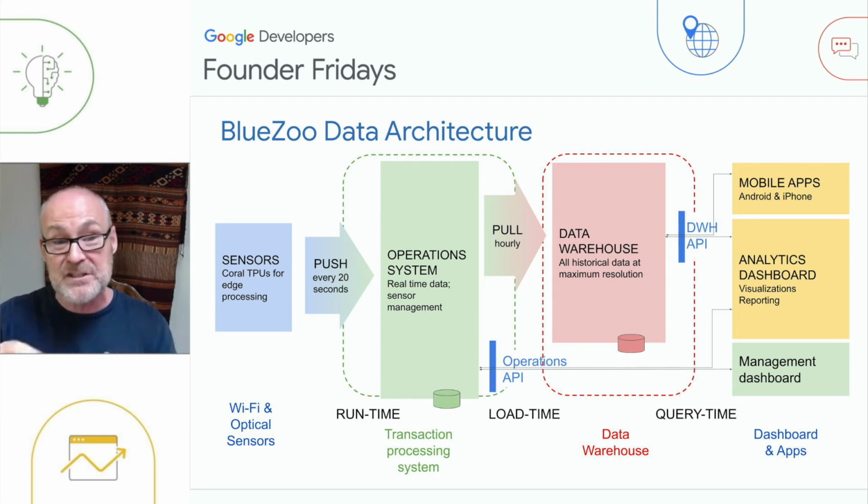The operations system handles data in real time, and then on an hourly basis, data is offloaded, extracted, transformed, and loaded into a data warehouse. The data warehouse then serves as the primary source of data for all of our analytics tools, our web dashboards, our mobile apps, and other offline analysis.